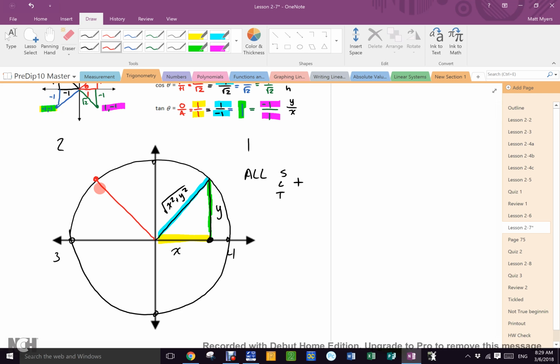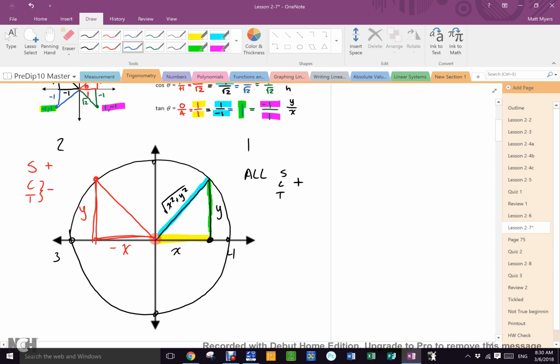Negative x. And what is this? No, it is not negative y. Well, I'm not looking. Sorry. What? Perhaps you should look before you speak, and then you will not sound unintelligent. So over here, sine is positive, but cos and tan are negative.